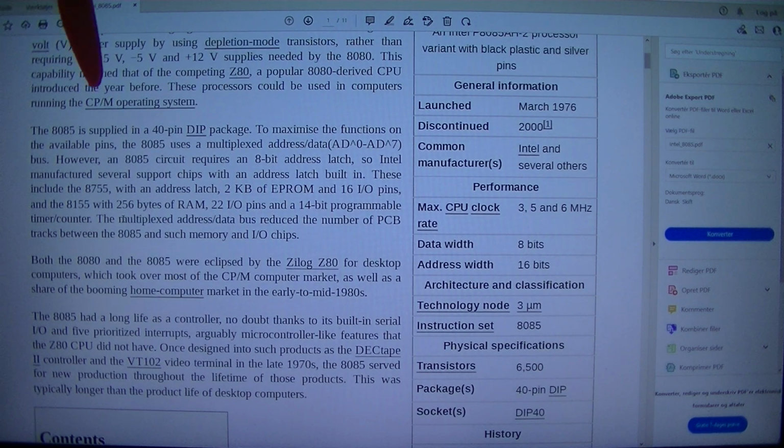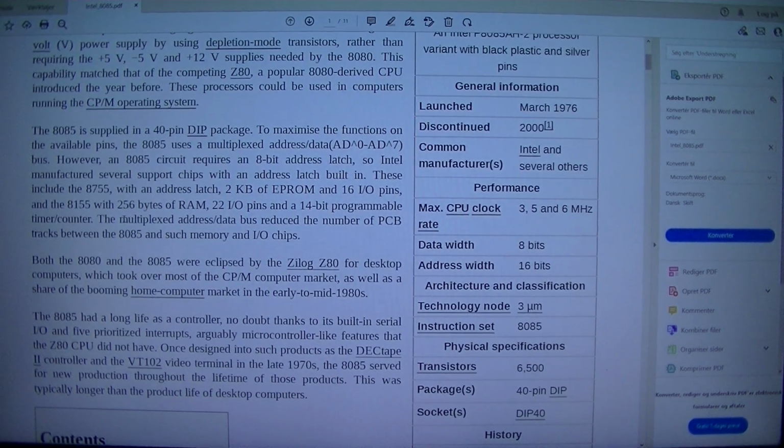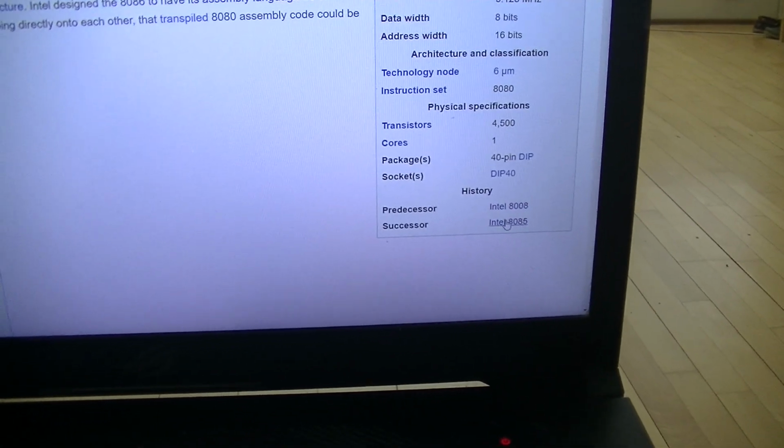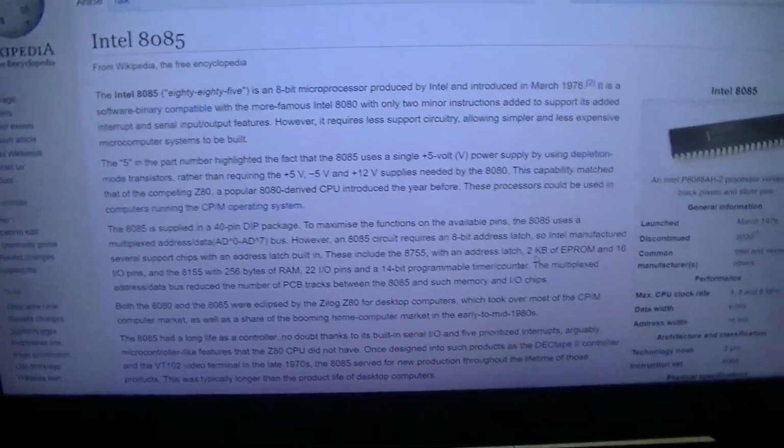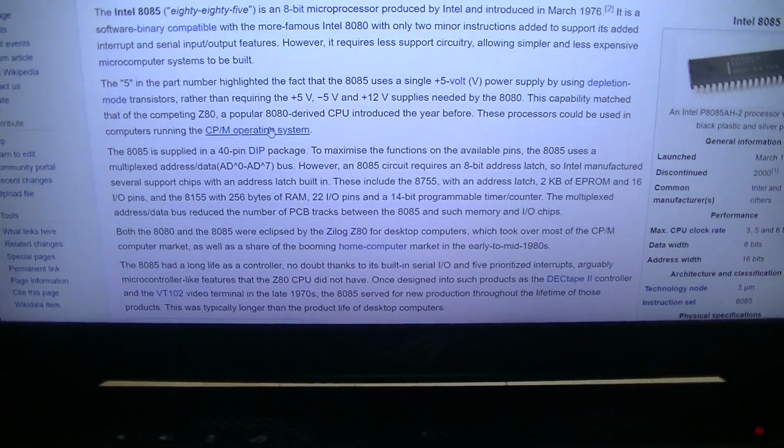Yes, I keep mentioning this CP/M operating system, and we have to find it and download it. Sorry for the interruption, but I need to do this or just forget it. I have to find this on Wikipedia. The Intel 8085, I have it open there. And it mentions this CP/M operating system.